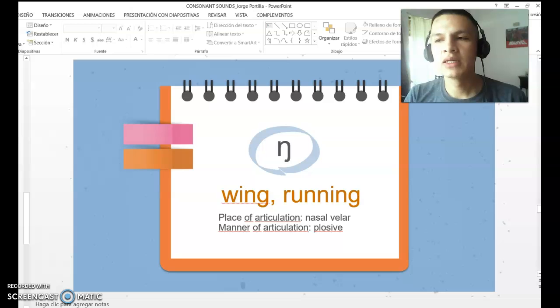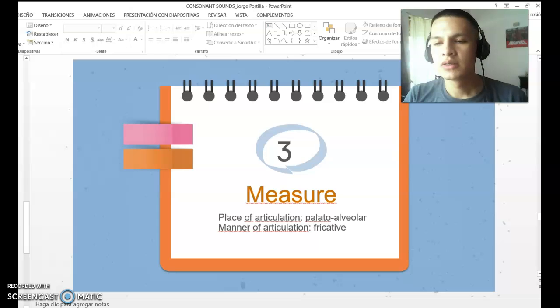The ink, wink, running, is nasal, velar, and plosive. The sh sound for words has measure, is palatal, velar, and fricative.